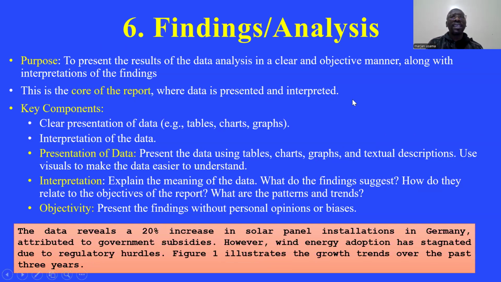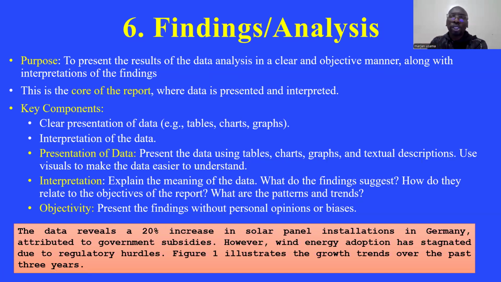Now, number 6 is the findings and analysis. Of course, this is always in chapter 4 and 5. So for the findings and analysis, what is the purpose of this part of your report? To present the results of the data analysis in a clear and objective manner, along with interpretation of the findings. So this is what you will be doing in chapter 4 and chapter 5.